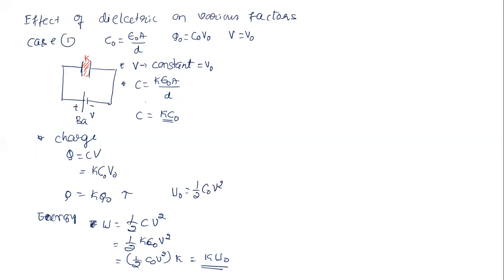Now look, what will happen to electric field? Next one is electric field. We know the relation E equal to V by D. So V remains constant, D also remains constant. So electric field E also remains constant. It is not going to change at all. Okay, so this is the situation when there is a battery connected.